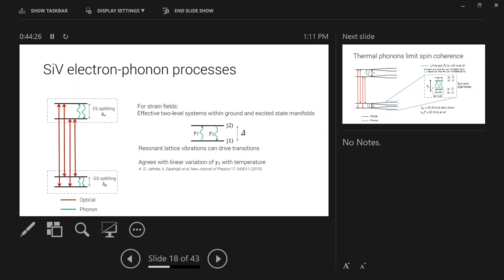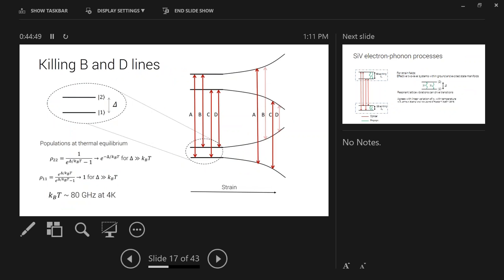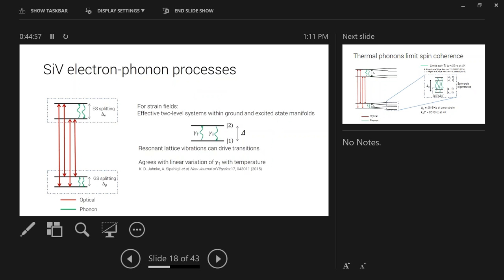So what that interaction can do is, if you have AC strain, so if you have vibrations that are resonant to the splitting, then they can effectively drive transitions within these ground and excited state manifolds, right? Where do these resonant vibrations come from? They're just phonons in the lattice, right? So if you're at 4 Kelvin, as I said earlier, you do have an appreciable number of thermal excitations at 50 gigahertz, which is this splitting, okay?